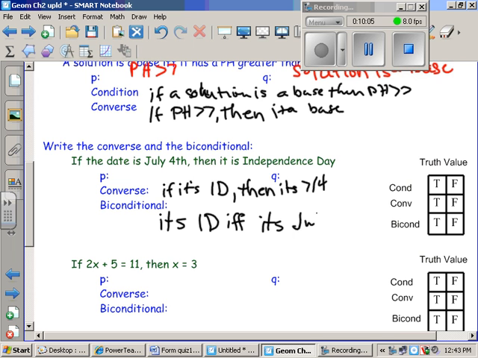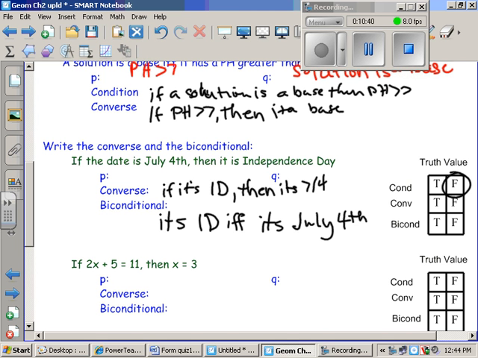Okay, now, to test that, to be a biconditional, it has to be true both ways. So let's take it a piece at a time. If the date is July 4th, then it's Independence Day. Is that true? Careful, because we didn't say in the United States. Do you think they celebrate July 4th in England? No. Probably not. So if it's July 4th, it's Independence Day. Is that true always? No, you could think of a counterexample, right? So that's false. How about the converse?